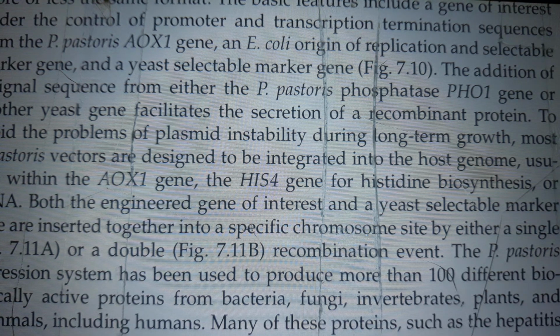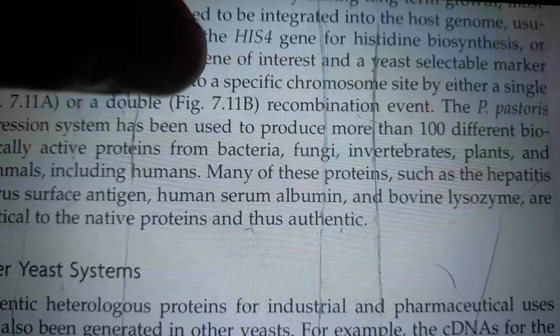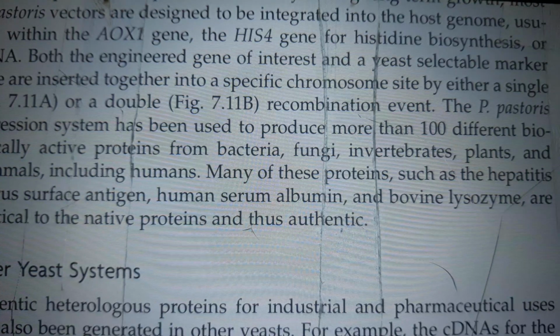of a recombinant protein. To avoid the problems of plasmid instability during long-term growth, most P. pastoris vectors are designed to be integrated into the host genome, usually within the AOX1 gene, the HIS4 gene for histidine biosynthesis, or rDNA. Both the engineered gene of interest and its yeast selectable marker gene are inserted together into a specific chromosome site by either a single, figure 7.11a, or a double, 7.11b, recombination event.